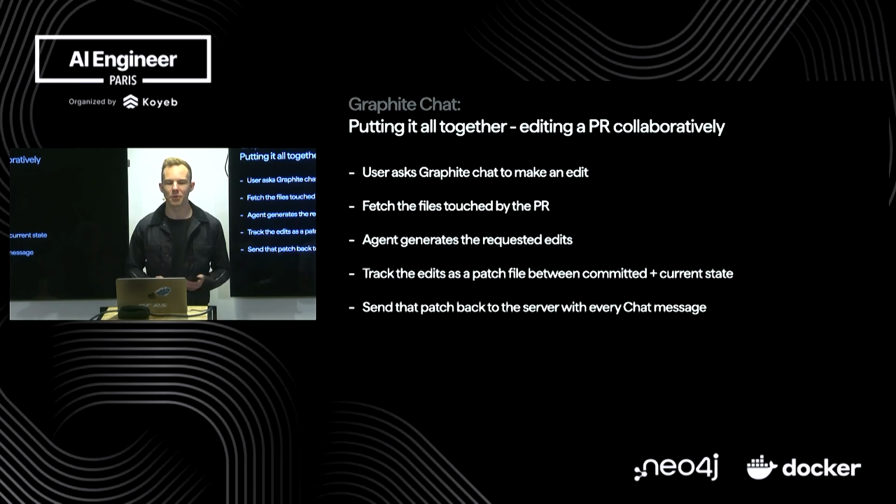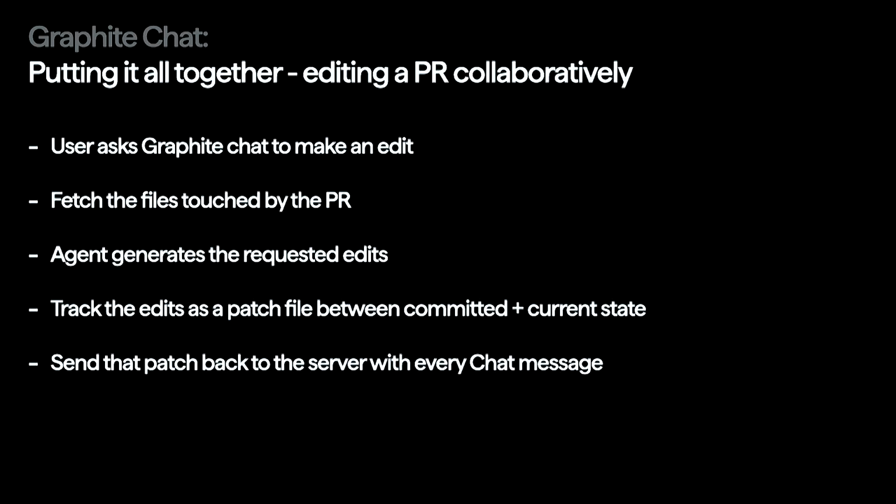So how does this look when we put it all together? How do we edit a PR collaboratively in the browser now with Graphite Chat? This is kind of the workflow that we ended up on. When I showed you that demo, the user asked Graphite Chat to go ahead and make an edit. Graphite Chat then pulled in all of the files that were touched by that PR. So it made those tool calls, it pulled in the right context that it needed, it explored the code base. It then generated the requested edits.